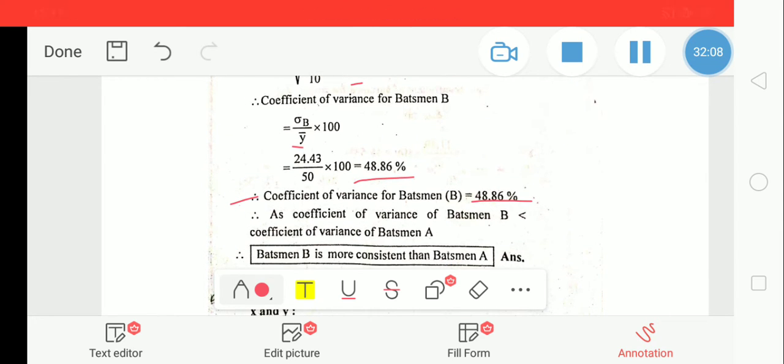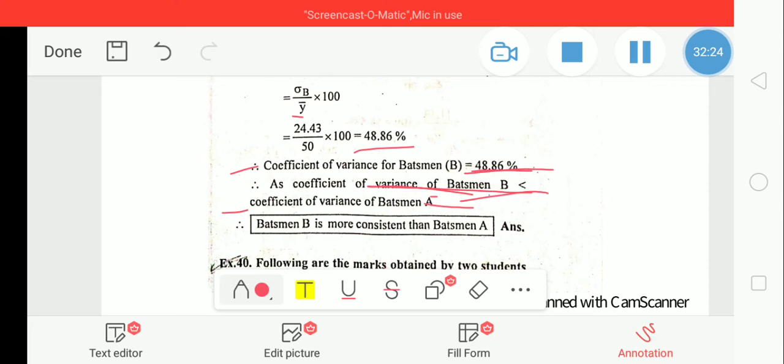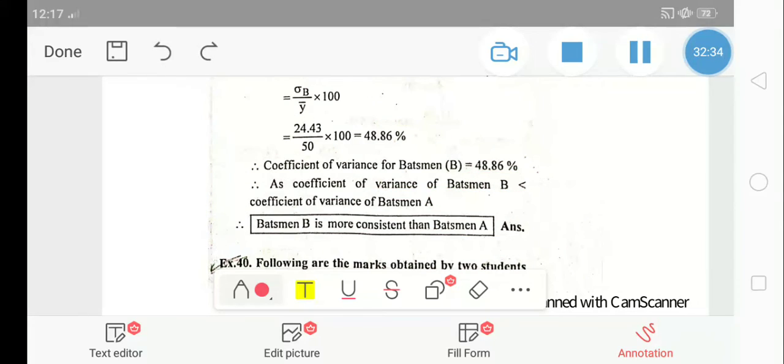Now the coefficient of variance of batsman B is less than that of batsman A, because A is 55 and B is 48. So batsman B has less variance than batsman A. Batsman B is more consistent than batsman A.